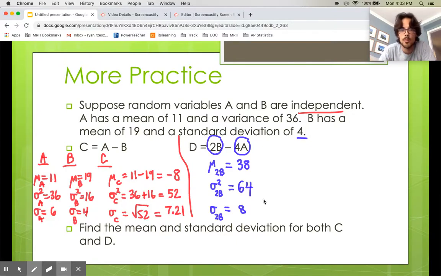Okay, that's my first bubble. Then I'm going to take my second bubble. The mean for the 4A part, I'm ignoring the minus for right now. I have to take 4 times the old mean of A, which is going to be 44.